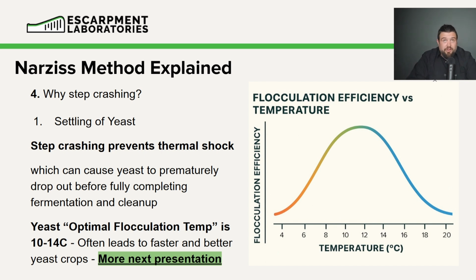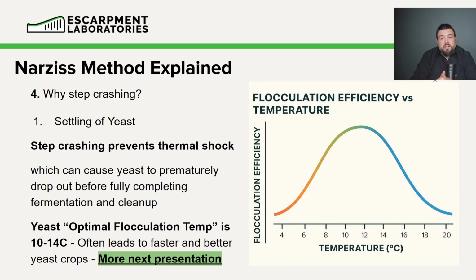Now, on top of this, there is something that's not well known, but there is an optimal flocculation temperature for yeast cells. We're going to talk a lot more about this in the next presentation. That optimal range is about 10 to 14 Celsius. At this range, the bonds that attach yeast cells together to make them larger are optimal. We're still seeing the yeast cells synthesize more of these proteins that bind and attach to each other. When the yeast cells get too cold, they stop producing them. When the yeast cells get too cold, they stop working as well. They don't bind as strongly.